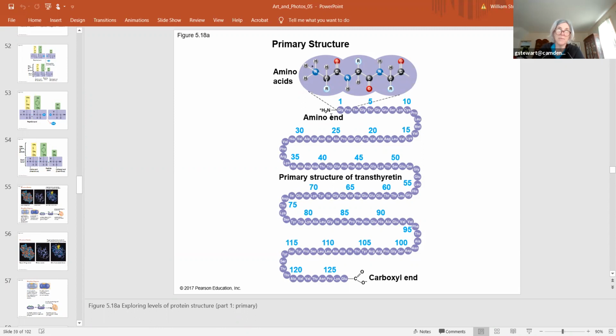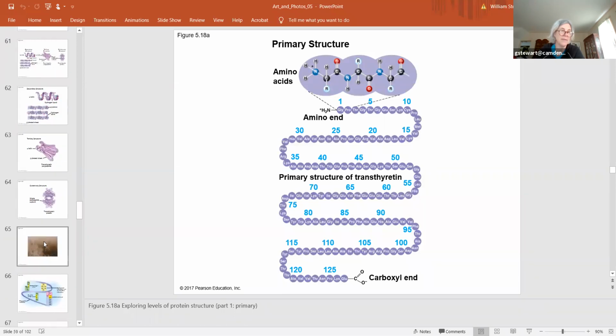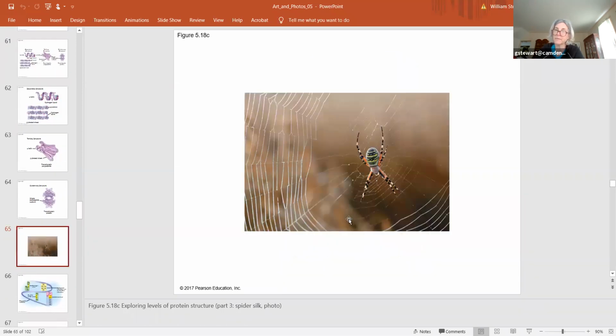Remember, the monomer is the amino acid. That's the building block. There are 20 different building blocks, 20 different amino acids. This is the primary structure, notice, of this protein. It's called transthyretin. And transthyretin is actually a protein that makes spider webs.